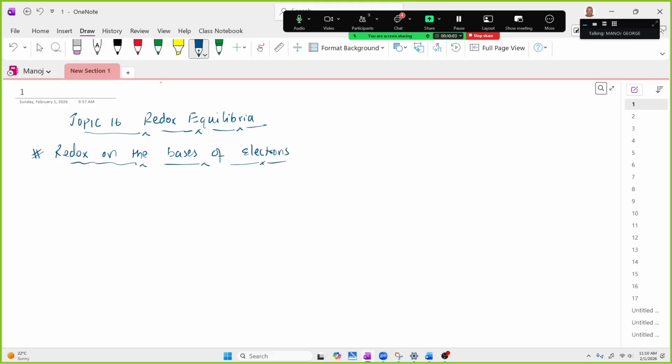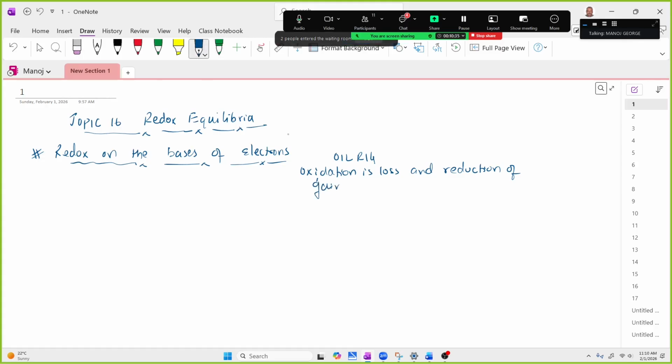Of course, everyone knows redox basically means oxidation and reduction happening at the same time. I'm sure you remember OILRIG. Oxidation is loss of electrons and reduction is gain of electrons. This is something that you probably already know, right? Oxidation is loss of electrons, reduction is gain of electrons.